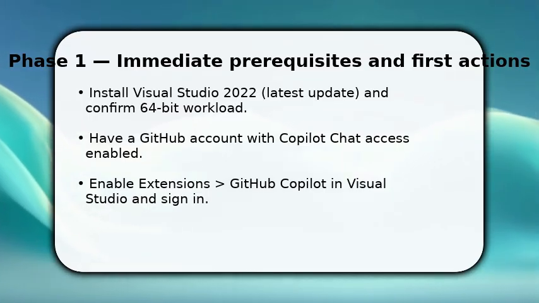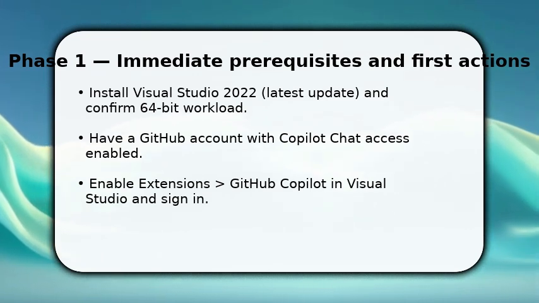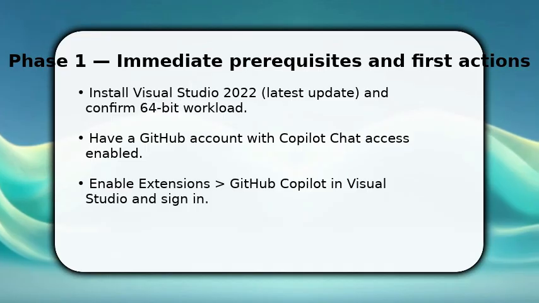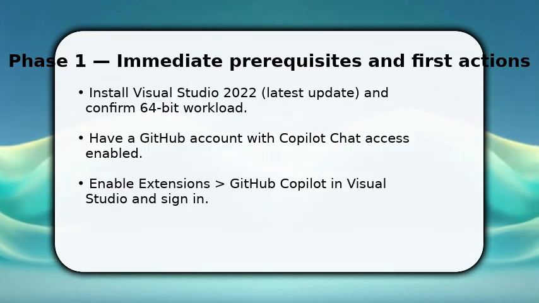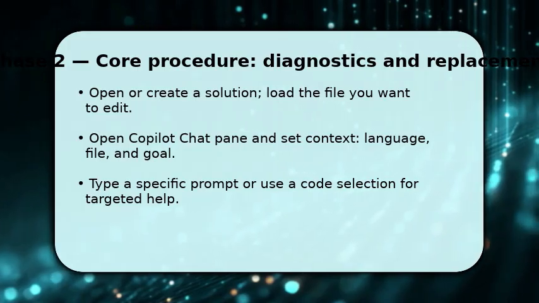Doing this now ensures the chat pane and authentication tokens appear correctly, so you can immediately open a project and invoke the chat. Once done, open your solution and the file you want help with. Copilot chat works best with context.